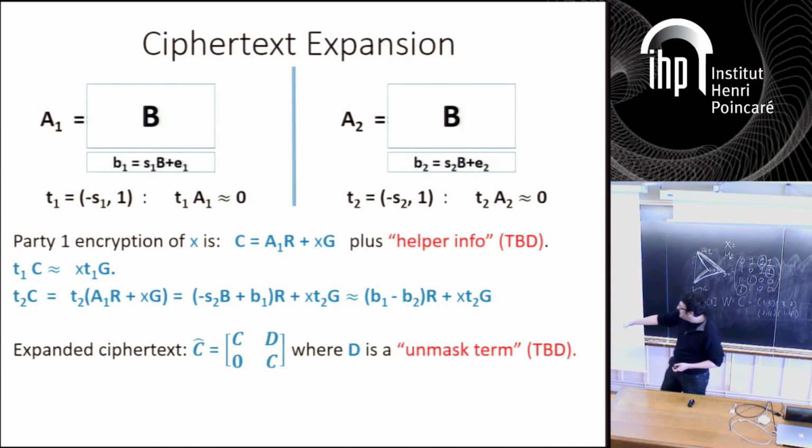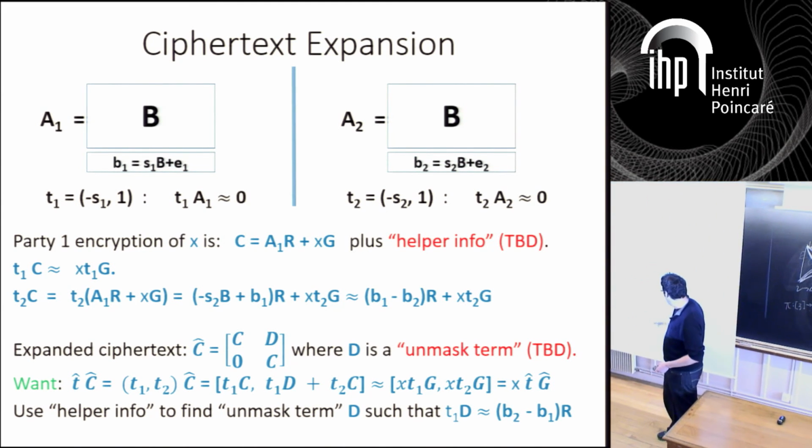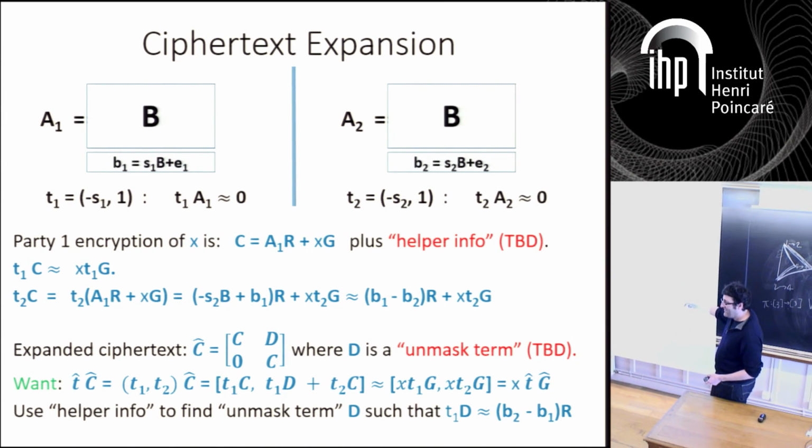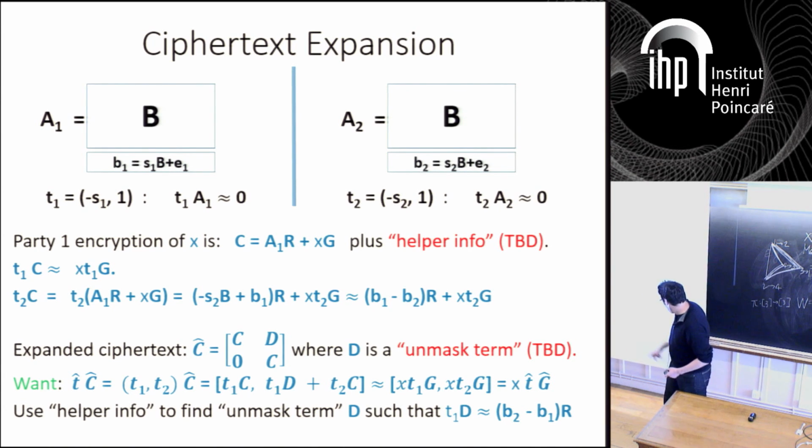So what happens if you try to decrypt C hat with the combined secret key T1, T2? Well, T1C gives you the right thing, XT1G, so you get the right thing in the first half of the decryption vector. On the other hand, on the right side, you get T1D plus T2C. We know what T2C is. All we want is XT2G over here, so we want this to be equal to this. So it better be the case that T1D exactly kills this factor that we had over here. That's our goal for the matrix D.